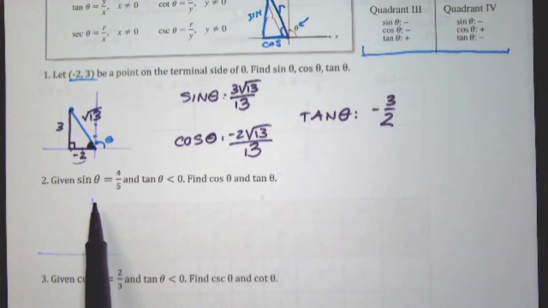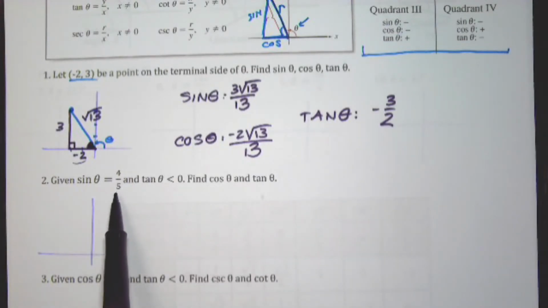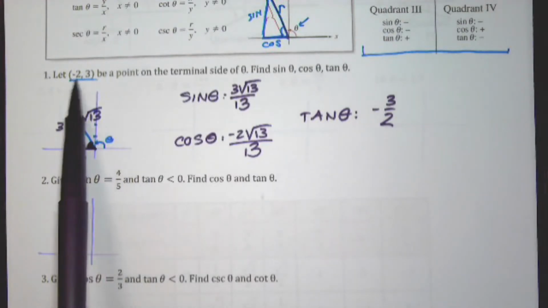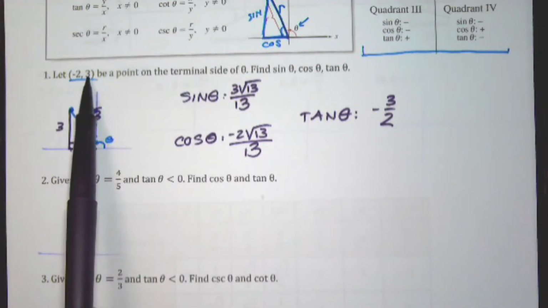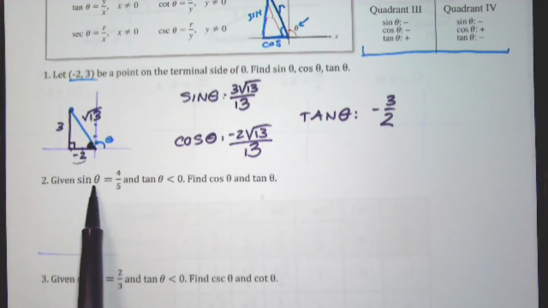So now as we move on to number 2, it's a little bit different with what it's giving us. So instead of giving us the ordered pair of a point, it's telling us, hey, I have a theta for you.